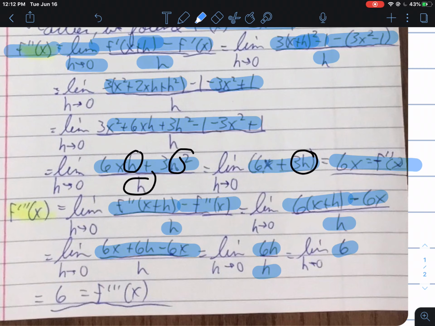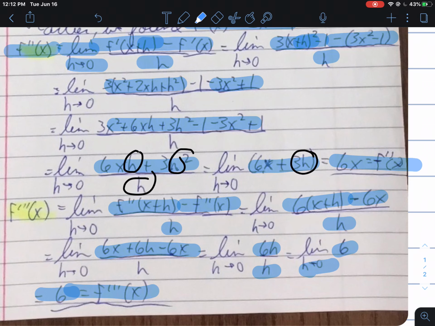Now remember, that's a limit, that's a constant. We said very early on that the limit of a constant is the constant. So the limit as h approaches 0 of 6 is 6, and that is f triple prime.